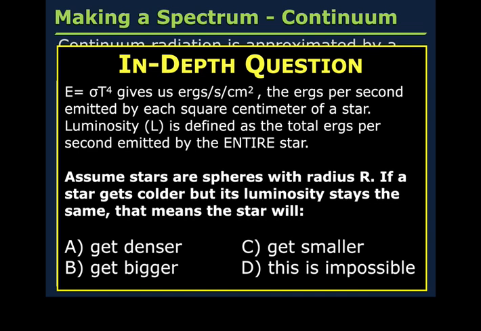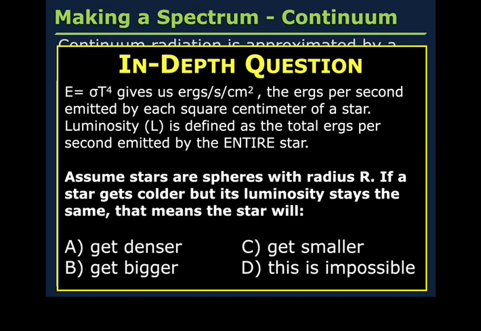Does that mean the star is going to get denser? Is the star going to get bigger? Is it going to get smaller? Or is what I just described impossible? Is it impossible to keep a star's luminosity the same if you're cooling the star off?